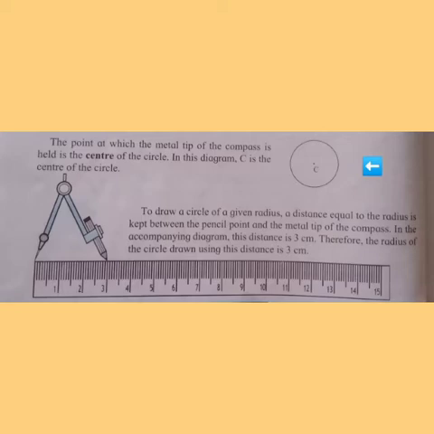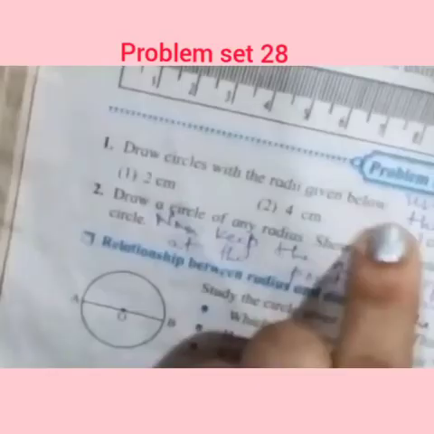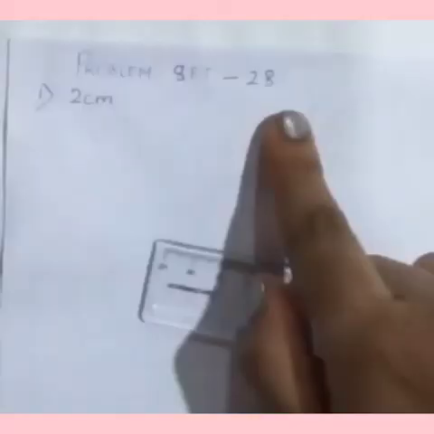To draw a circle of a given radius, a distance equal to the radius is kept between the pencil point and the metal tip of the compass. In the diagram, this distance is 3 cm. Therefore, the radius of the circle drawn using this distance is 3 cm. Now let's begin with our problem set 28. Draw the circles with the radii given below.